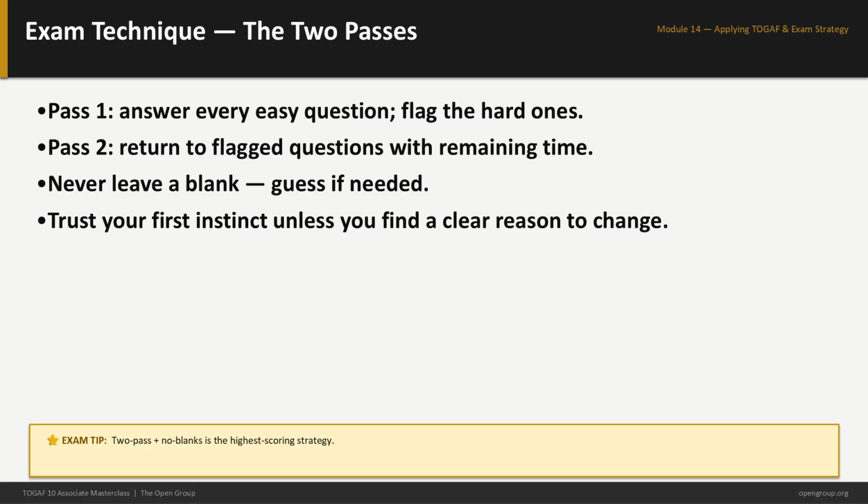A guess can only help you. And generally, trust your first instinct unless you find a clear, concrete reason to change it. The combination of 2 passes plus no blanks is the highest scoring strategy there is. It keeps you moving, protects your time, and ensures you capture every easy mark first.